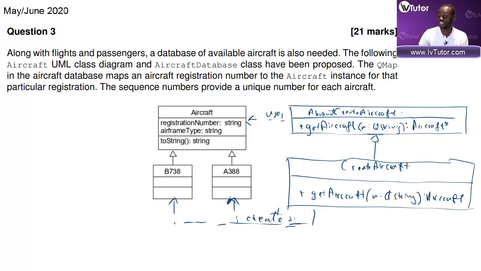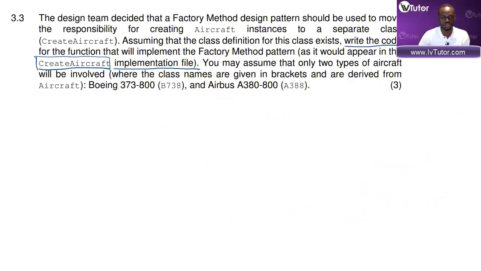The question is saying, show us the implementation of this class, which means what matters here is how you implement the abstract method, which is this function, right? So you've got two instances, the 738 and the 8388. In your implementation, all you want to do is return an aircraft pointer. Your class is called create aircraft. Your function is called get aircraft. I could call it create aircraft, but it would look like a constructor, so I won't do that.